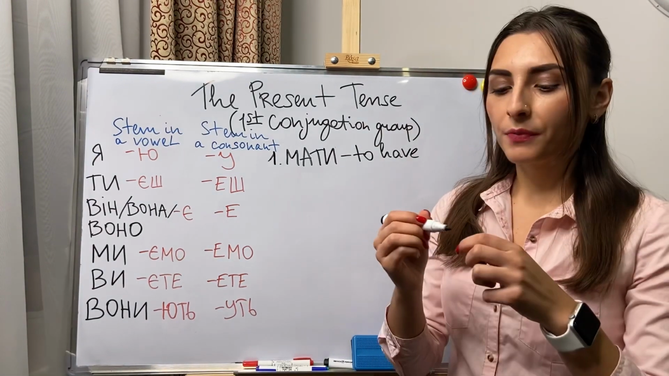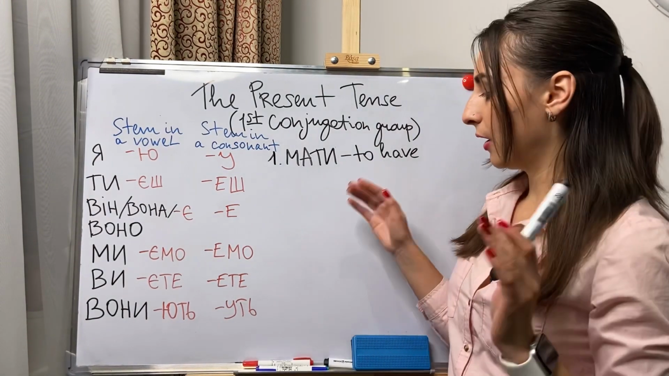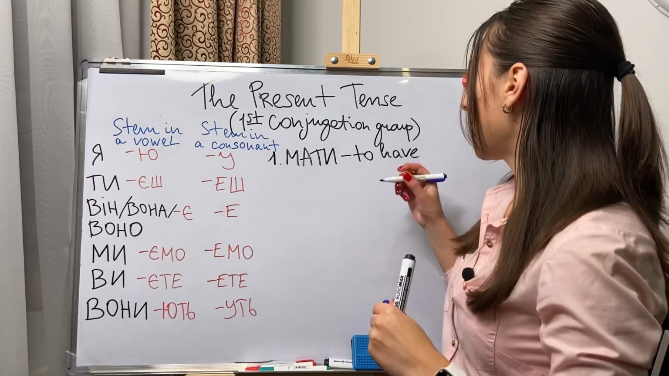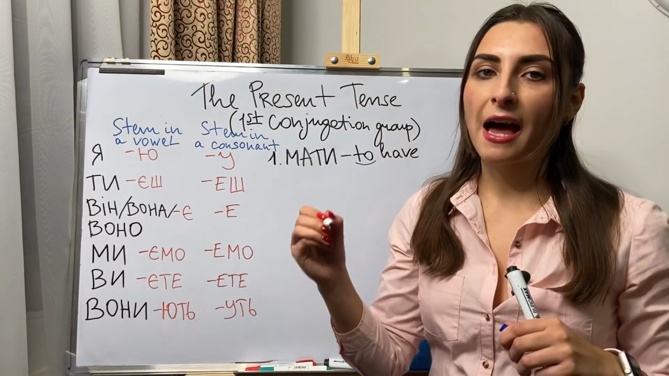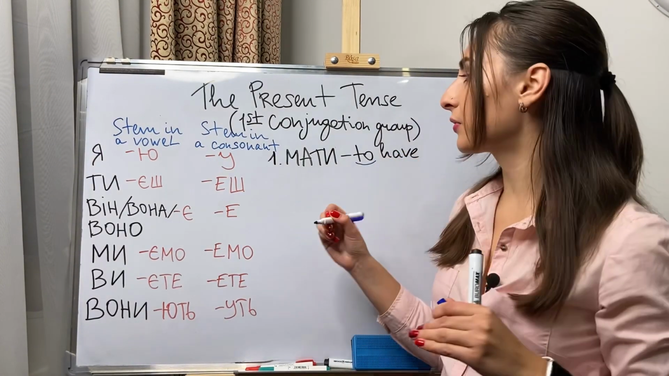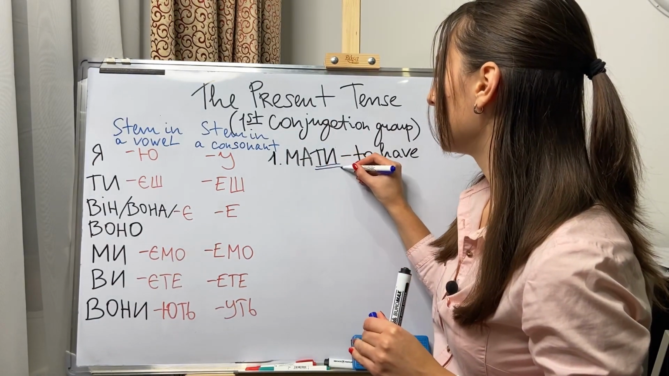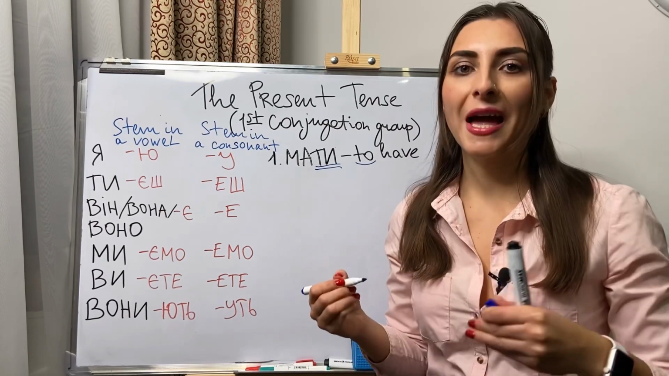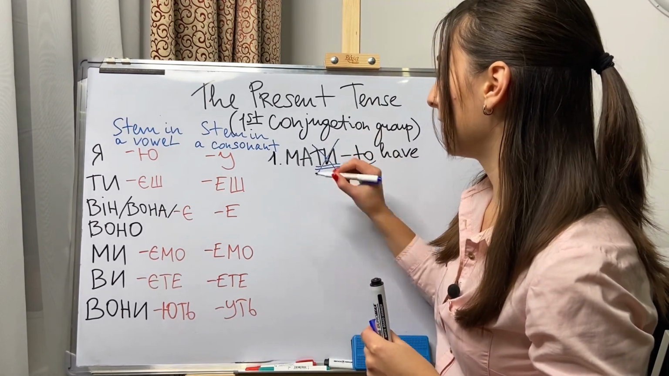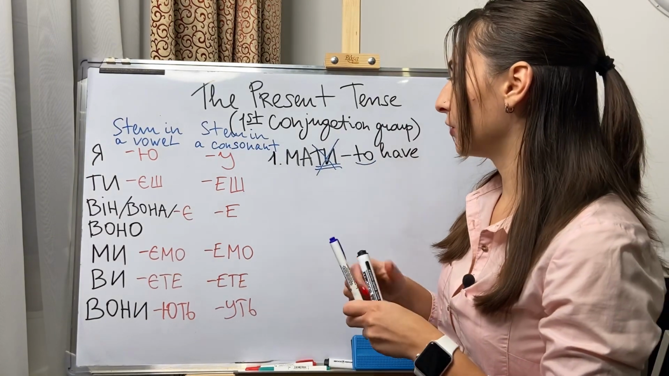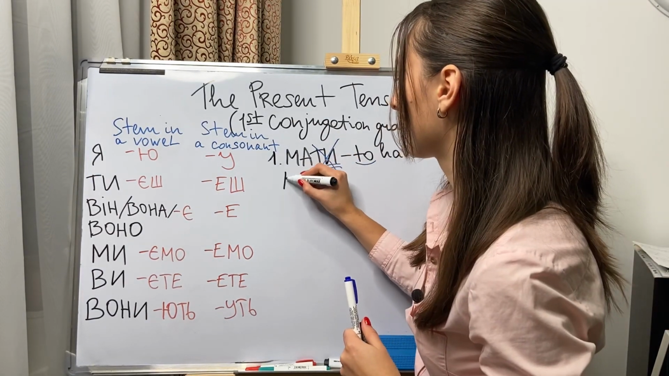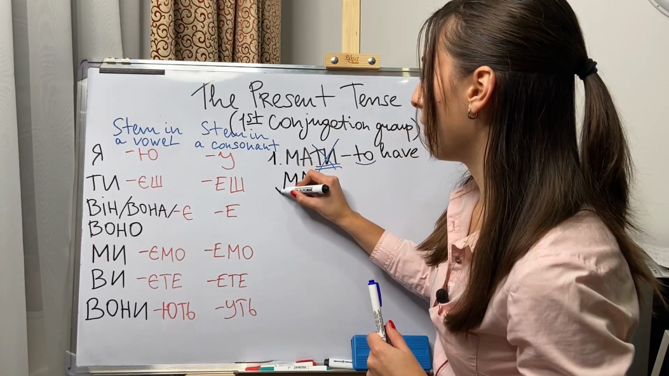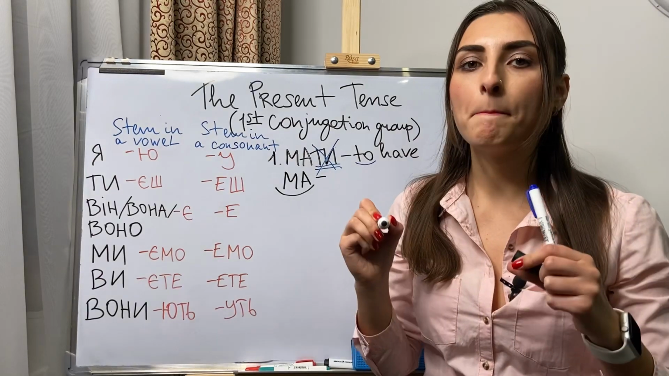And you can see that this is the infinitive form of the Ukrainian verb. You can ask me, okay, how can I see that? In English, you add this particle: to have, to do, to work. In Ukrainian language, you add this infinitive ending ти, мати. So when you need to conjugate the verb, you have to drop this infinitive ending ти, and then we have the stem ма. Stem of the verb: ма.